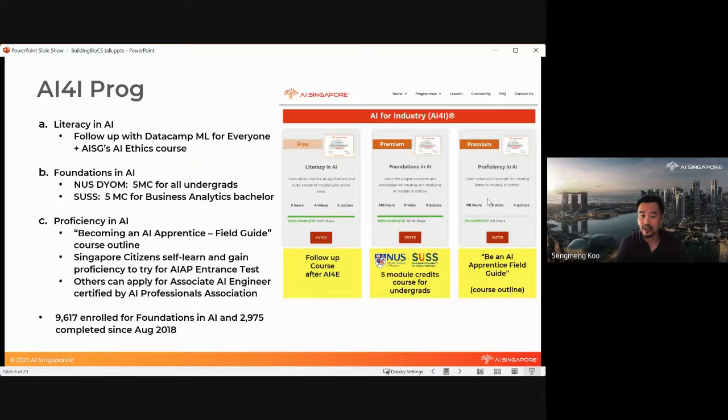AI for I is the program that is quite comprehensive, divided into 3 areas. If you are talking about literacy, there's AI in literacy, which one of you already mentioned. We're primarily using the DataCamp machine learning for everybody inside. Foundations and proficiency are really up to the student. We do work with NUS High quite a fair bit also. NUS is recognizing Foundations in AI as a 5 module credit for all undergrads, so any student enrolling in NUS, including from NUS High, gets that recognition.